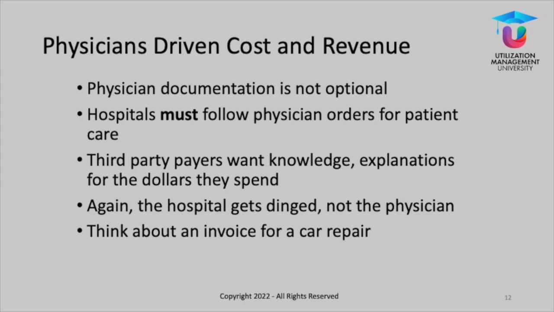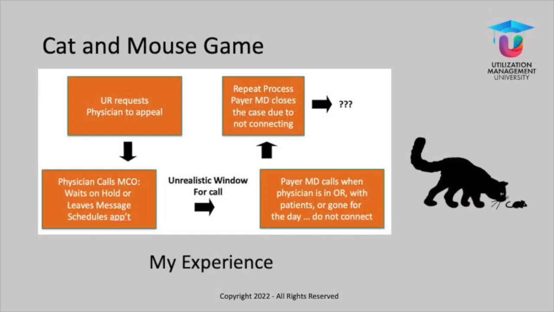But yet, that's what's expected to happen if there's no physician documentation to support what has been ordered and what is being done. In my opinion and my experience, it does sort of come down to a cat and mouse game. Once a denial occurs, utilization review may request the physician to appeal. So the physician calls the medical director, waits on hold or leaves messages, tries to schedule an appointment, and that could take a long time to occur.